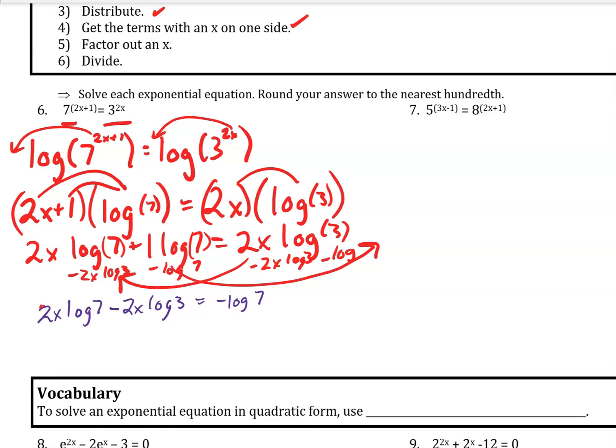Now I'm going to factor out my x term. So x times 2 log 7 minus 2 log 3 equals negative log 7. And then I'm going to divide. So I'm going to divide both sides by 2 log 7 minus 2 log 3.